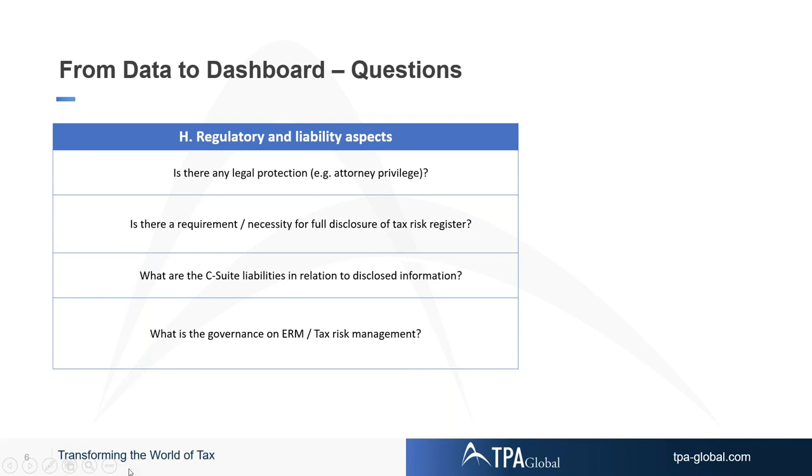So is there an attorney privilege in place? Is it really required to do full disclosure? A lot of companies are not convinced on that. What are the C-suite liabilities on a case like Tax 6, for example? And what is the governance on enterprise risk management and tax risk management? And are those two systems actually talking to each other? Because if they're not, there's already another SOX or governance discrepancy you need to deal with.